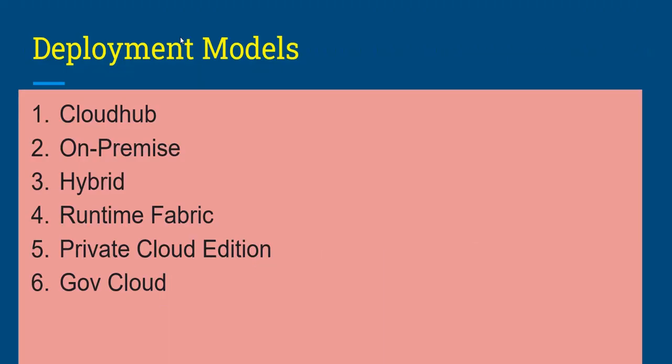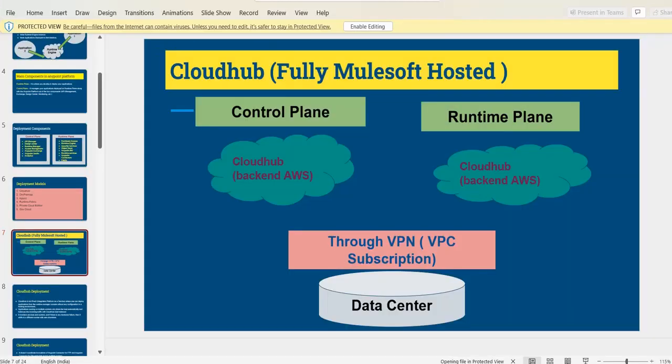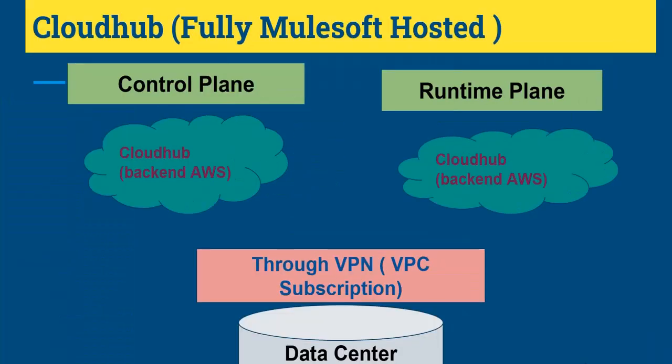So the first one is the Cloudhub deployment model, right? So let's see what a Cloudhub deployment model is. In this model, both control plane and runtime plane are available and both are managed by MuleSoft, which means we have the control plane in Cloudhub and the runtime plane also in Cloudhub. Runtime engine, everything is there. Both the control plane and runtime plane are managed by Cloudhub, which is internally MuleSoft.